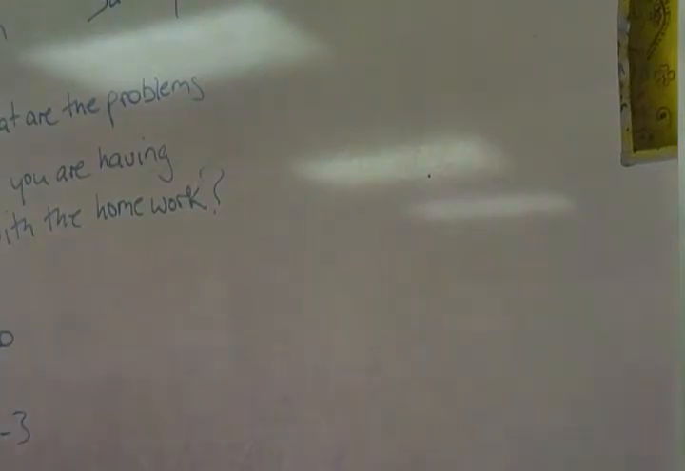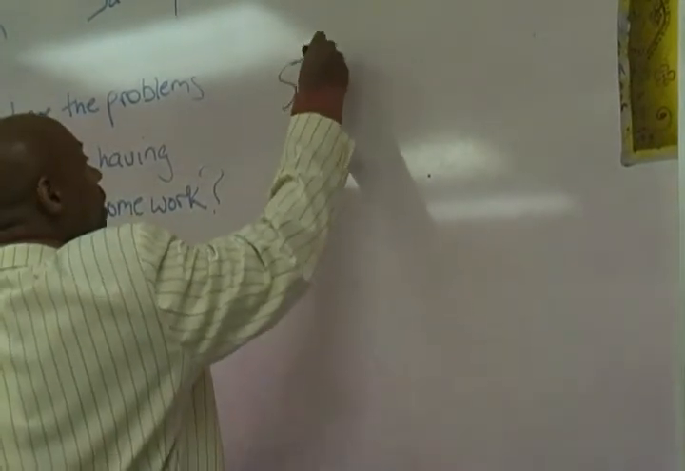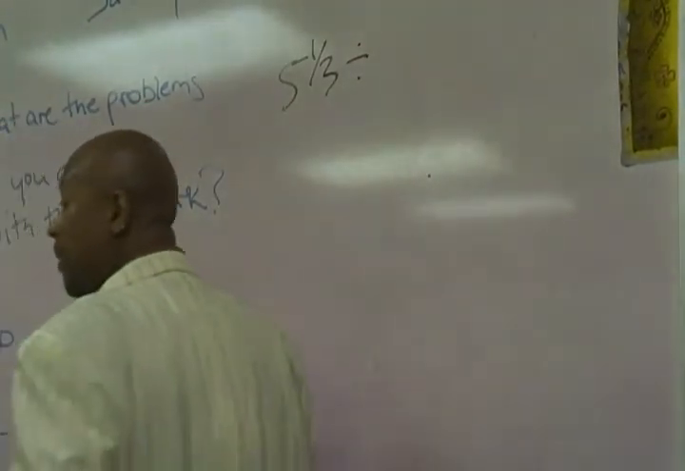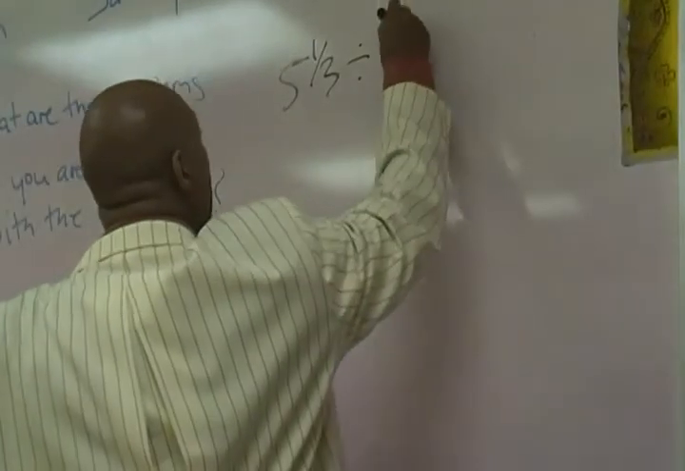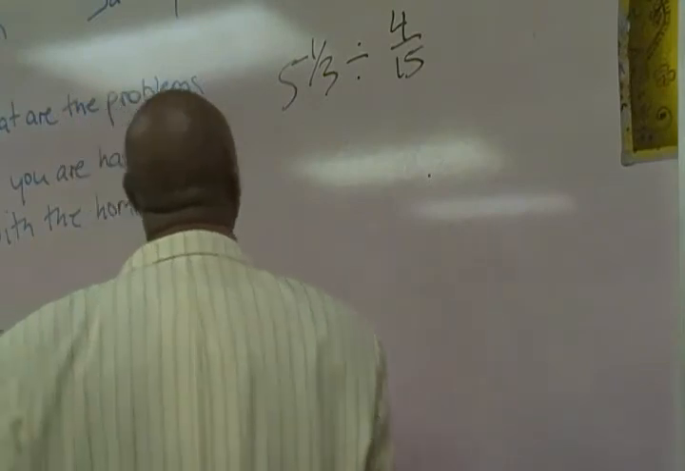And Jackie, do you have any problems with these fractions? No, only the one you said, number 2. You have a problem with that one? All right, let me look at number 2. At first I didn't understand where 20 came from. So it's 5 1/3 divided by 4/15. All right, I can work with that.